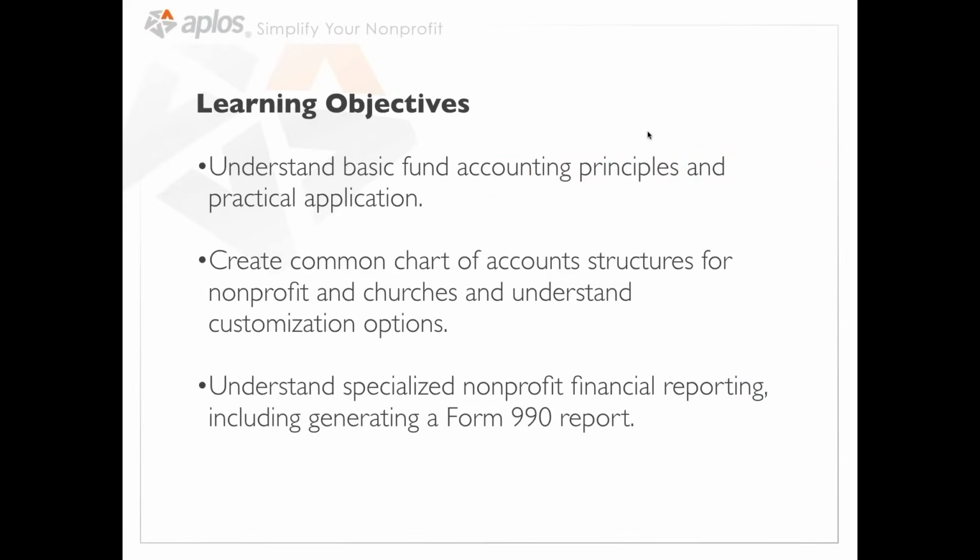Our learning objectives for today: first, understand the basic fund accounting principles and their practical application. So we'll go through what fund accounting is, what the nuts and bolts of it are, and how that manifests for churches and nonprofits. We're going to look at some common chart of accounts structures for churches and nonprofits and understand the customization options. And lastly, we'll look at specialized nonprofit financial reporting, including generating a Form 990 report.